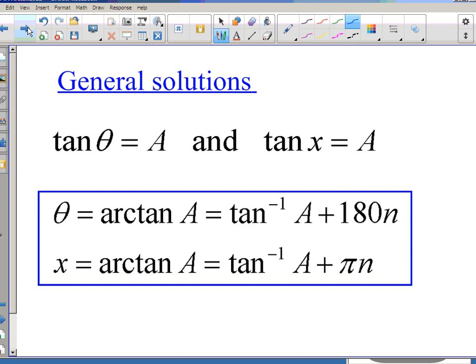So for solving tangent theta equals a, just the simplest form, or tangent of x equals a, we'd simply take the inverse tan and not have to put a plus or minus in front, and don't have to subtract it from 180. But now, to get our multiple answers, we're going to add 180, not the 360, or pi instead of 2 pi. So very similar format, but definitely distinct from the other two general solutions.